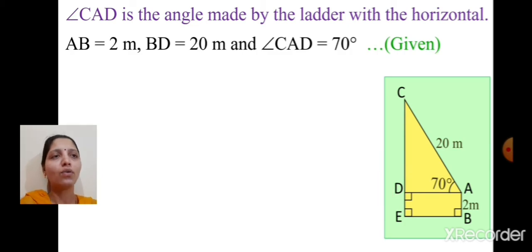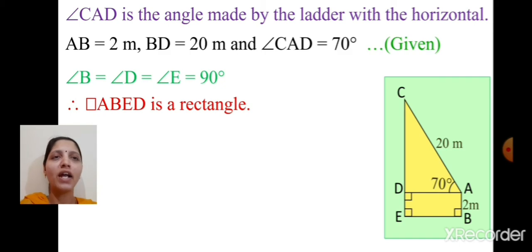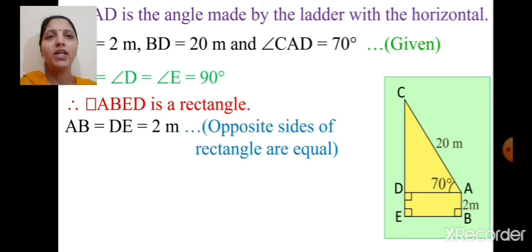Okay, so let's start with the solution. Angle B is equal to angle D is equal to angle E is equal to 90 degrees. So you can write here quadrilateral ABDE is a rectangle. AB is equal to DE is equal to 2 meters. Opposite sides of a rectangle are equal.